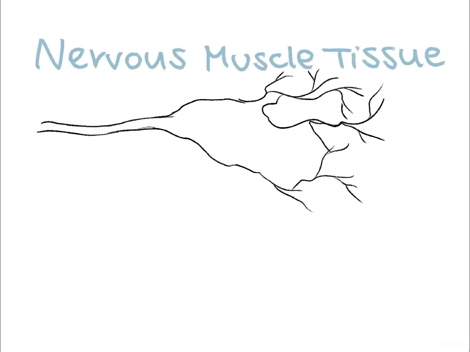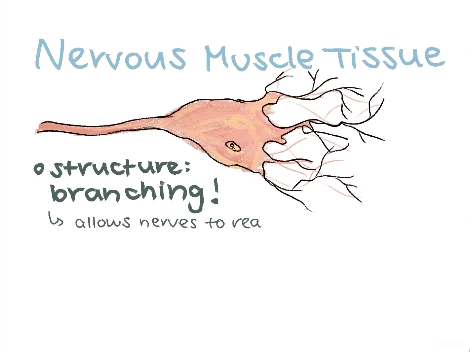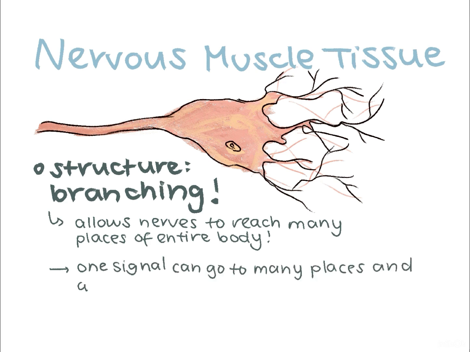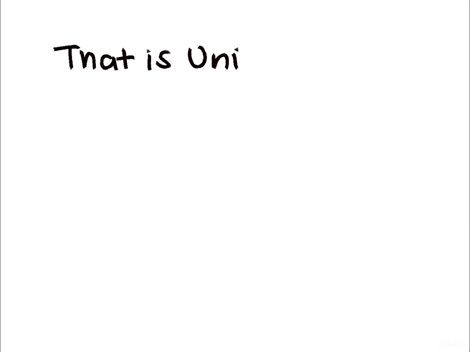The nervous tissue looks like this. Essentially, the structure is a lot of branching, and this allows nerves to reach many places of the entire body. So one signal can go to so many places, and therefore it can amplify the signal because of the branching, and this means it's more efficient in transmitting signals. That is Unit 1.